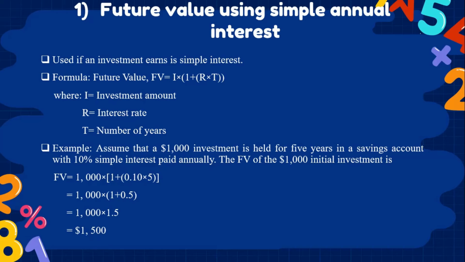Number one is future value using simple annual interest. It is used if an investment earns simple interest. The formula is future value FV equals I multiplied by (1 + R multiplied by T), where I is the investment amount, R is the interest rate, and T is the number of years.